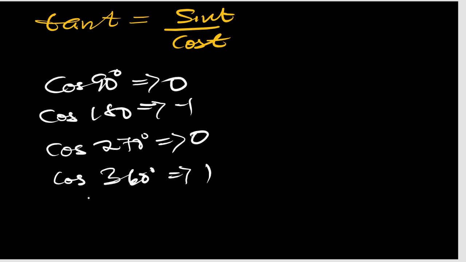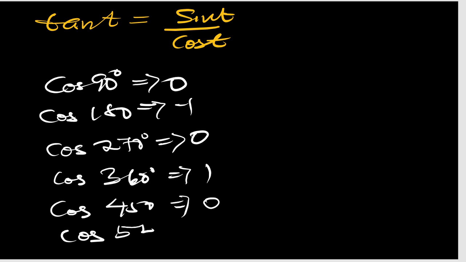Then the next one is cos 450. Let's cross check that with our calculator. Cos 450 is 0. Then the next multiple of 90 is 540. Yeah, 540. So cos 540 degrees will be -1. You can cross check that with your calculator.